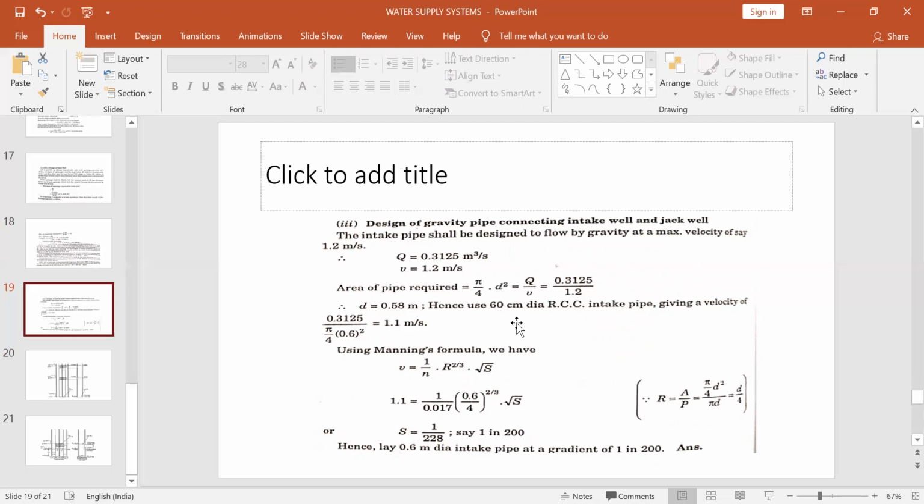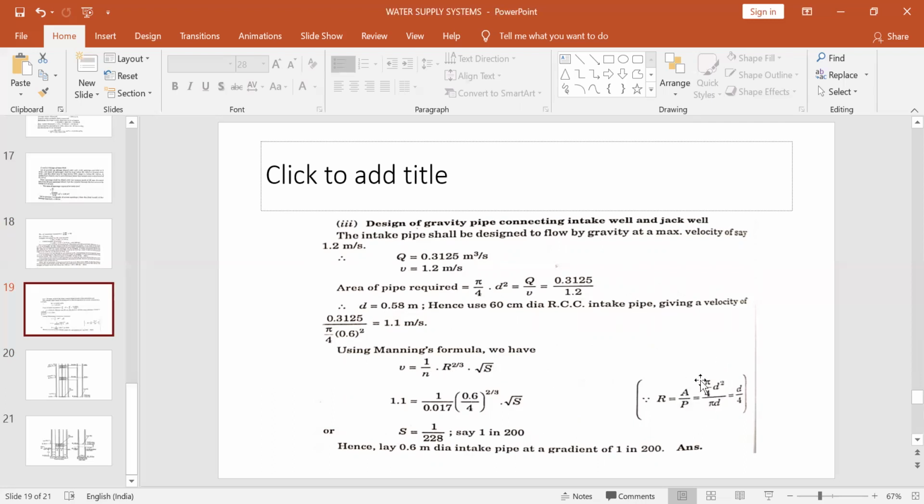Now you have designed the diameter of this pipe. Now you need to find out the slope. So for the slope you use Manning's formula. This is one formula which is used in normal flow, in open channel flows or in normal flows. Okay. So V equal to 1 by N, R to the power 2 by 3, S to the power half. What is R? R is hydraulic radius. It is given by A by P. A is the area of the section and P is the wetted perimeter.